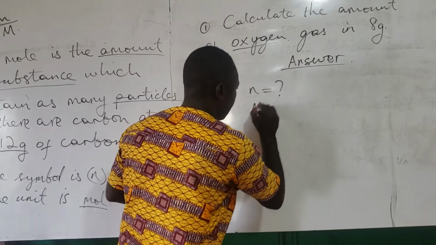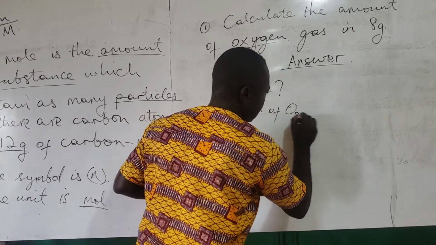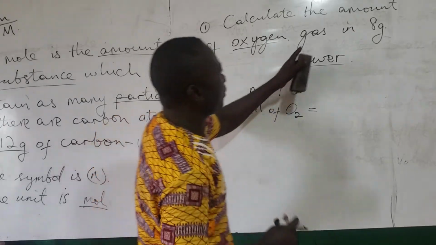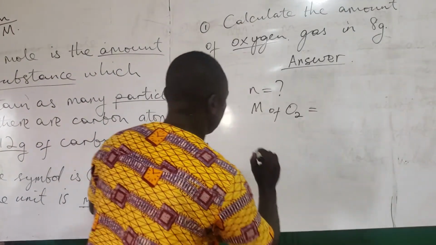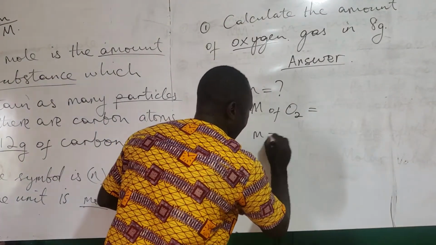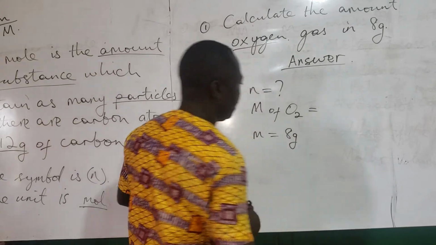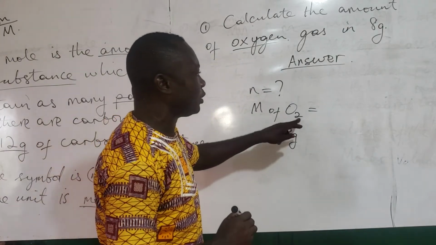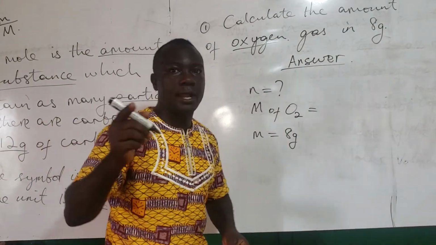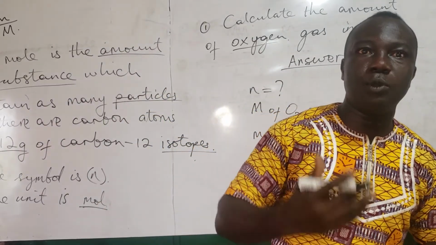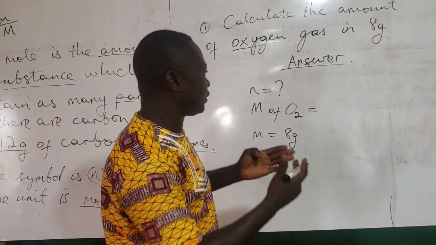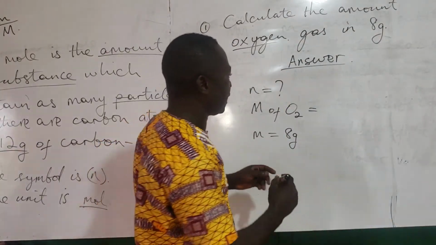So we can have it in this form: the molar mass of oxygen gas. Then within the question, you have been provided with the mass, which is 8 grams, that is a small m, 8 grams. So all that you need to do is calculate the molar mass. In our last meeting, we learned how to calculate the molar mass, but for the sake of this question, let's see a small aspect of it.